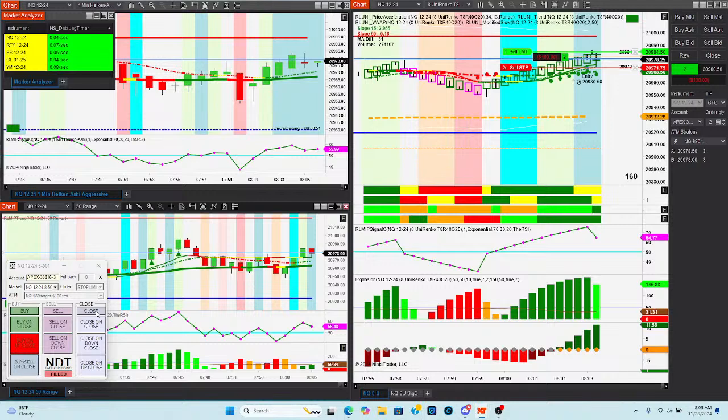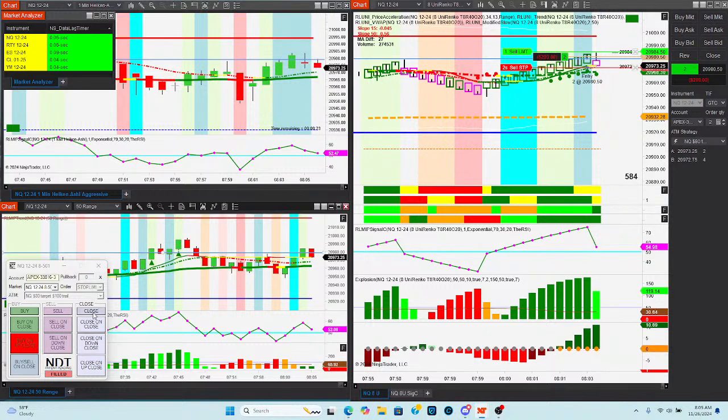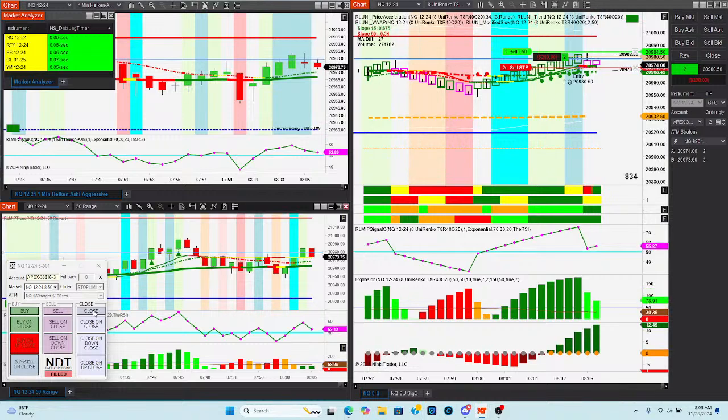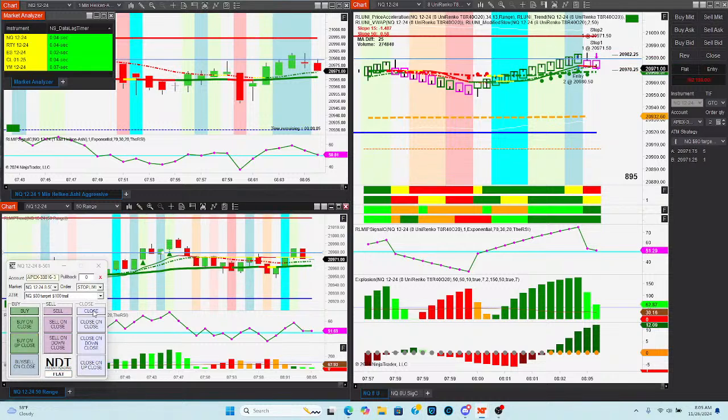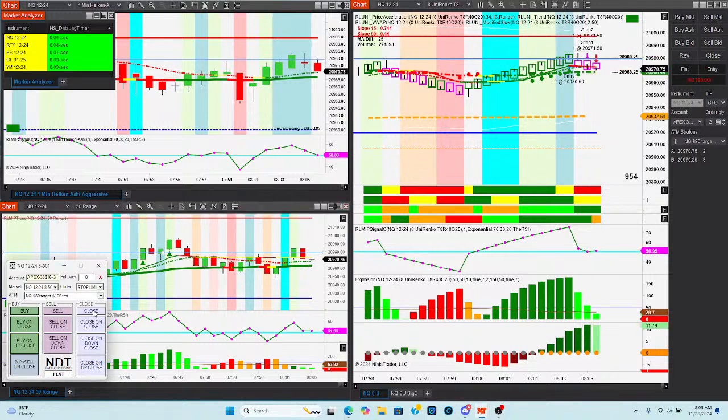Just no volume. This is usually when some volume starts to kick in. Probably should have pulled the plug on this, but let's just see what happens. It's dancing. Stop filled. All right, that's enough pain for one day.